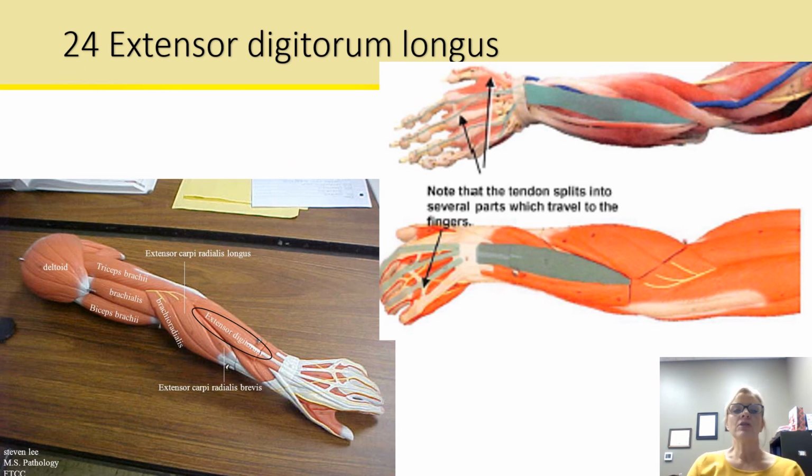Here's the extensor digitorum longus. This is the finger stretcher, and of course it's digitorum, so you're going to want to follow the tendons all the way down to the digits. It's going to extend the joints, and it is medial to the extensor carpi radialis, and you've got several of those branches to the fingers.